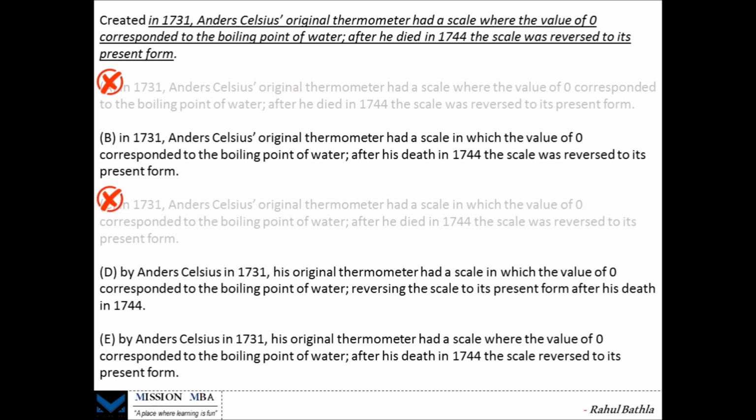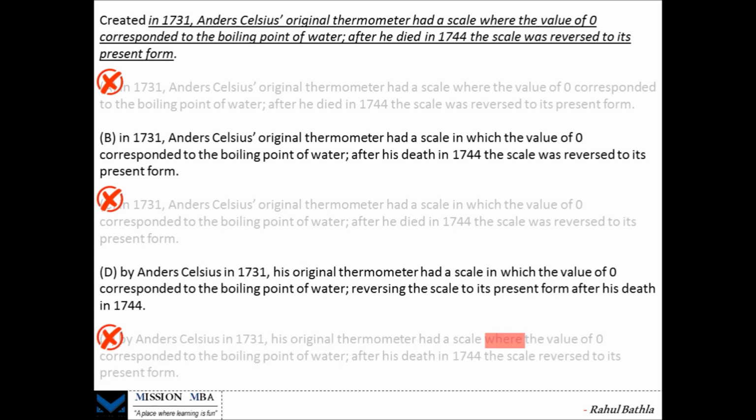Let's check further. Now this E option has a "where" over here. Now I know that "where" is used for geographical places, not for non-geographical locations. The better structure over here is "in which," because it is about the scale. It is about a particular object, so use "in which," not "where." "Where" is used for geographical locations. So E is also discarded.